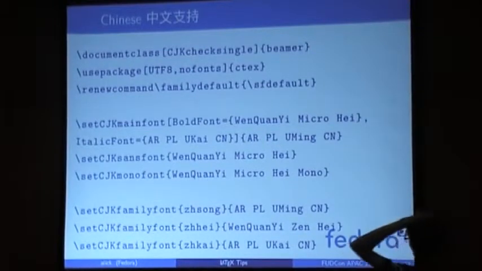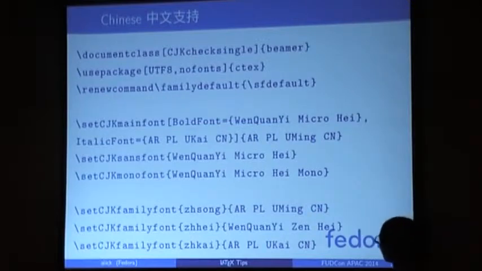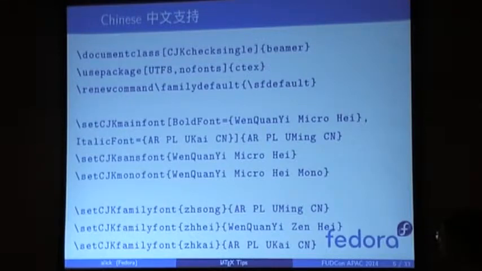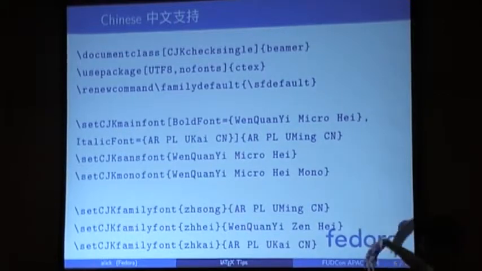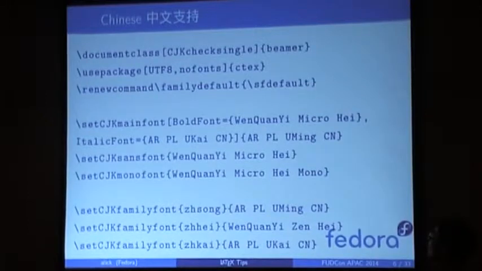Someone would like me to introduce more about the CJK support, or Chinese support. But in my opinion, the Chinese support is quite good now, and the usage is actually not very complicated. Here's a rather complete, somewhat complex sample.